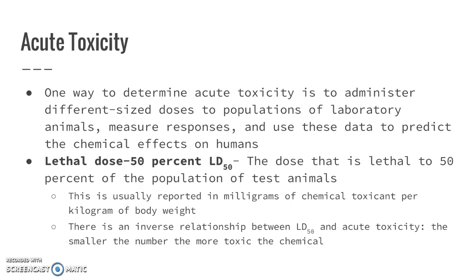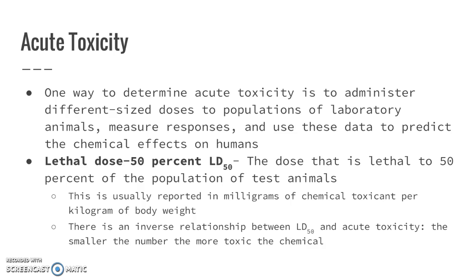One way to determine acute toxicity is to administer different sized doses to populations of laboratory animals, measure responses, and use the data to predict the chemical effects on humans. Acute toxicity is the immediate toxin amount within one's bloodstream or within the animal's bloodstream.